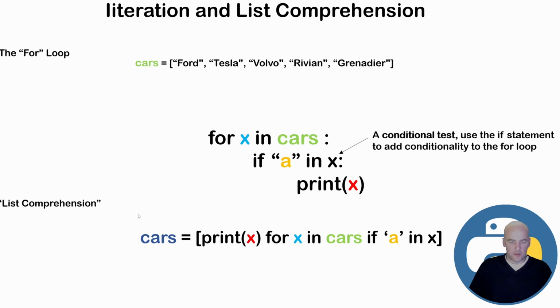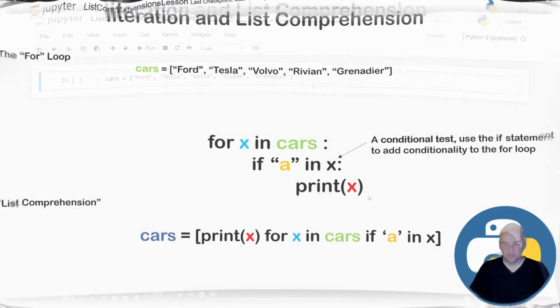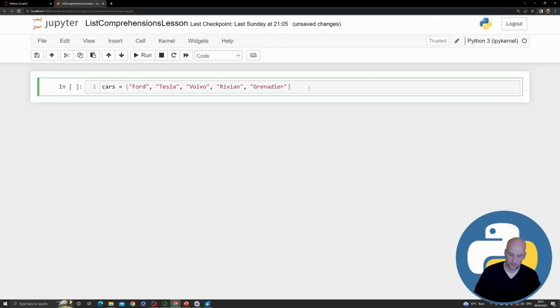Now, how do we put this into a list comprehension? Well, it's just added on at the end. One thing I want to note is that it's not like when you're declaring a list and you have commas in there. It's all just one long set of characters. There's no special characters, no symbols in there at all. So it will pick up on this if here. And what we'll see is only those car names which have got A's in them, so Tesla, Rivian, and Grenadier, will be printed.